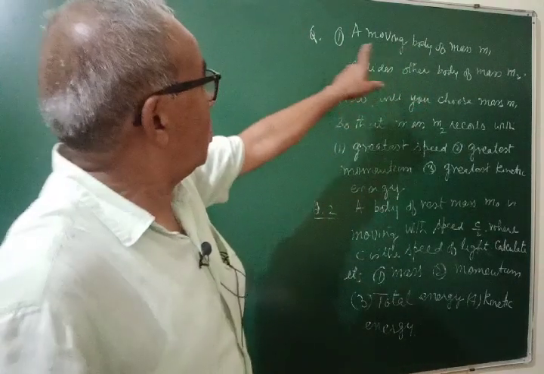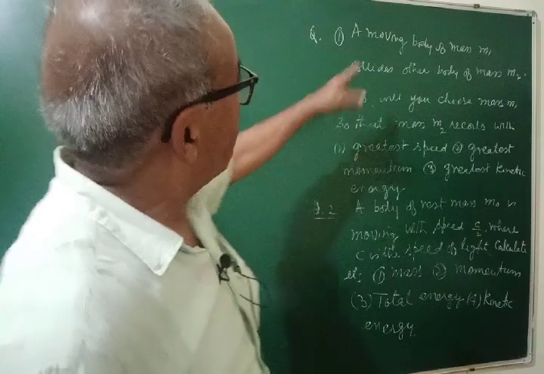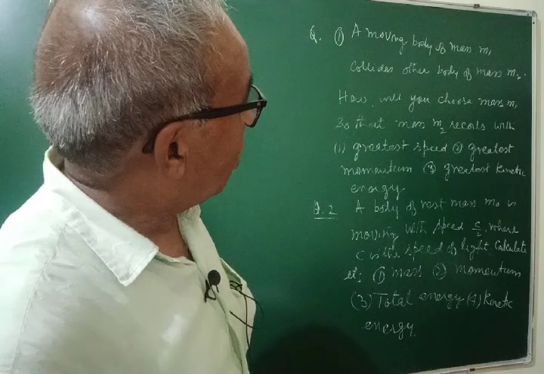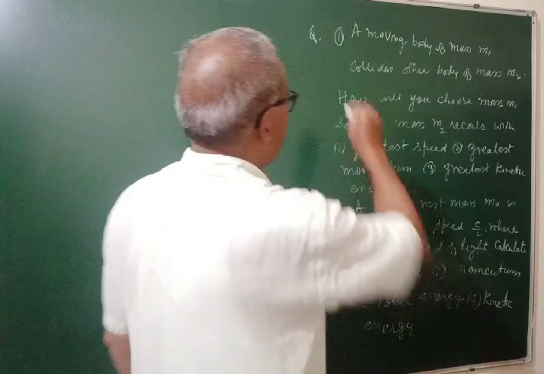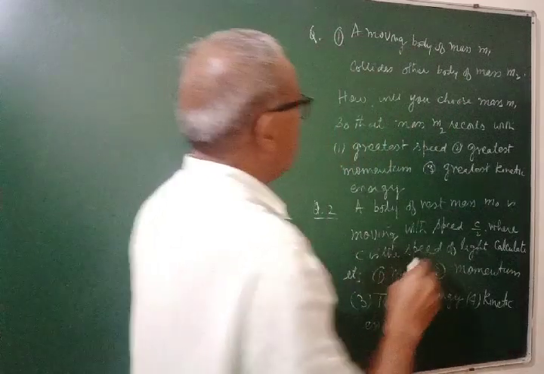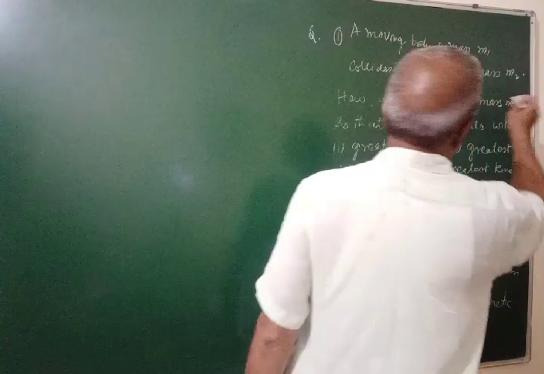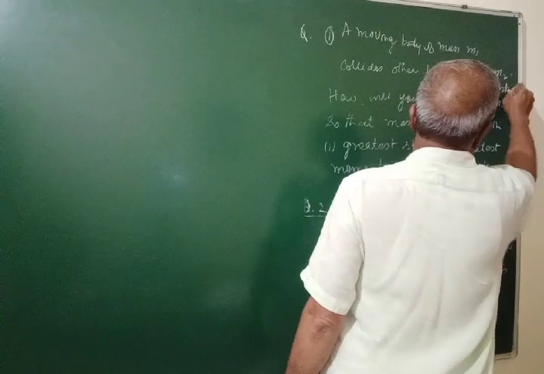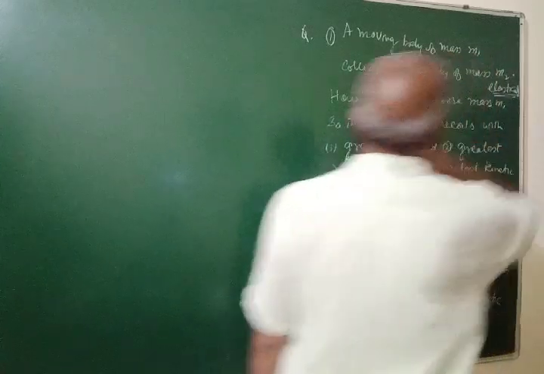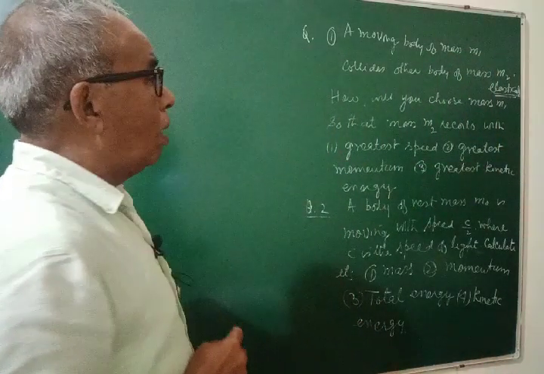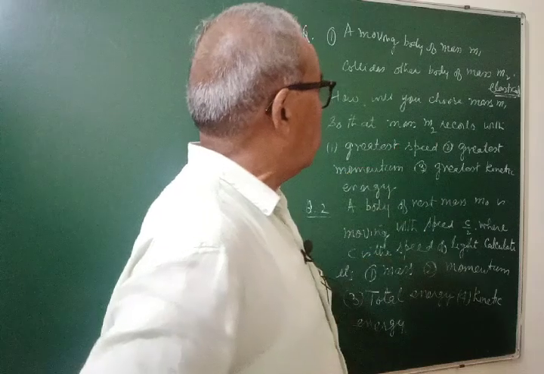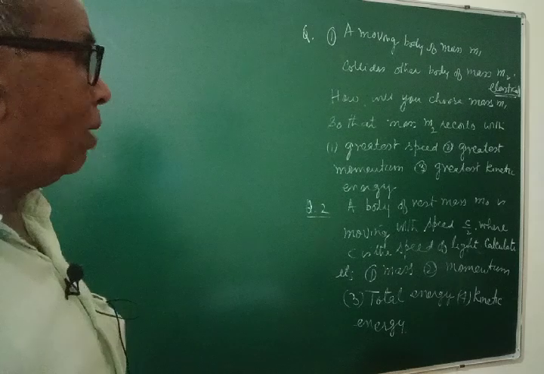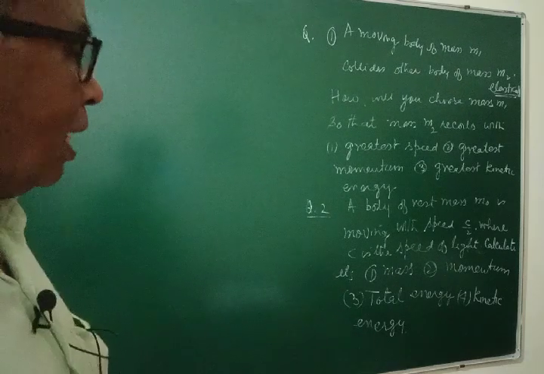I am reading one. A moving body of mass m1 collides elastically with another body of mass m2. How will you choose mass m1 so that mass m2 recoils, number 1, with greatest speed, number 2, greatest momentum, and number 3, greatest kinetic energy?